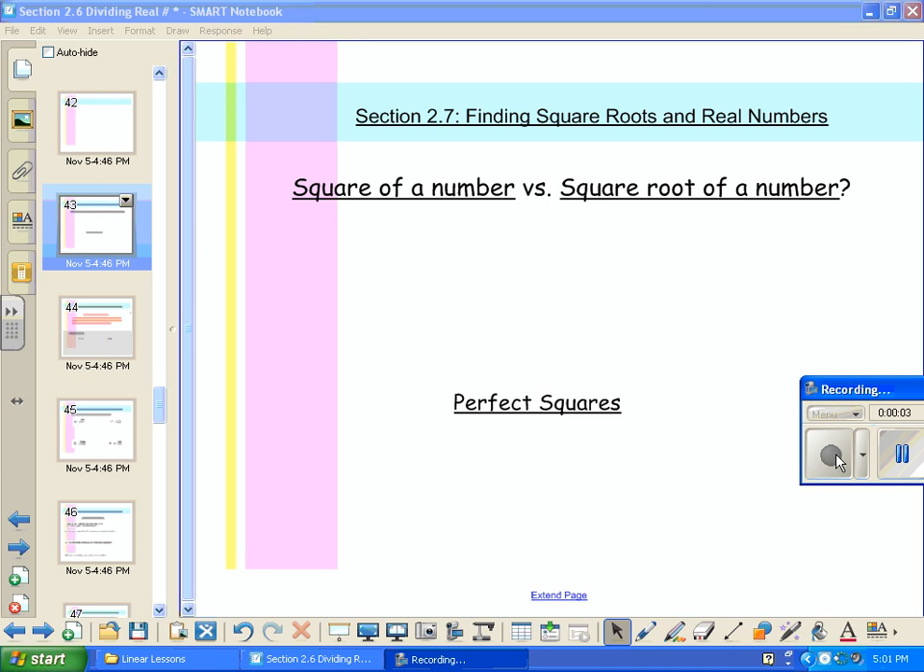Today's lesson is a continuation of section 2.7. Yesterday we talked about actually finding the square root of a number. Today we're going to talk about approximating square roots.